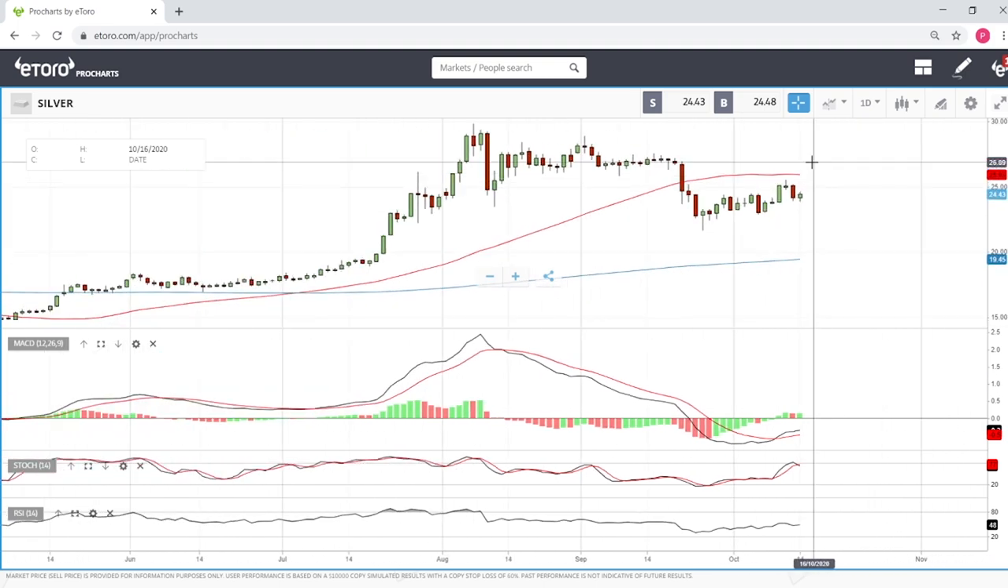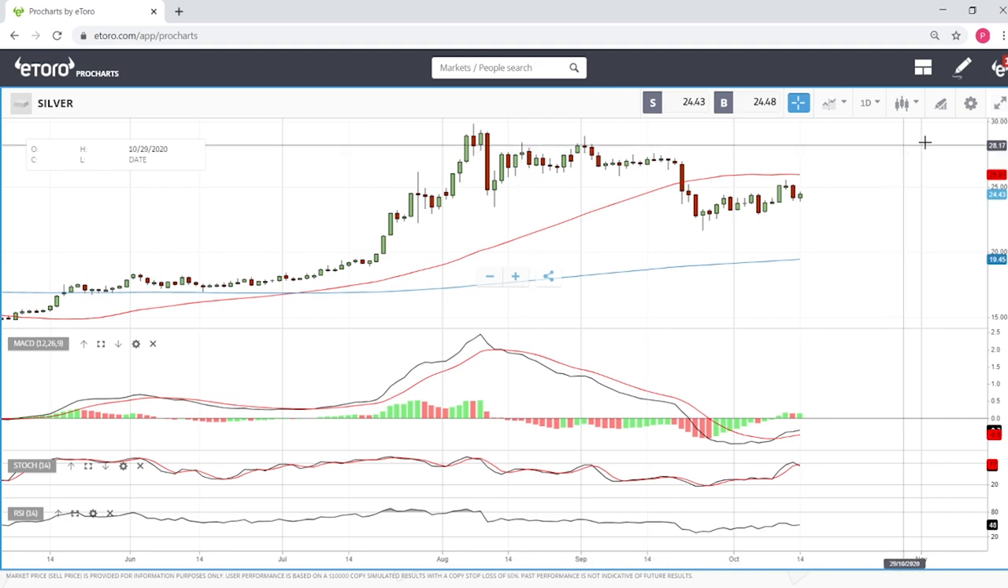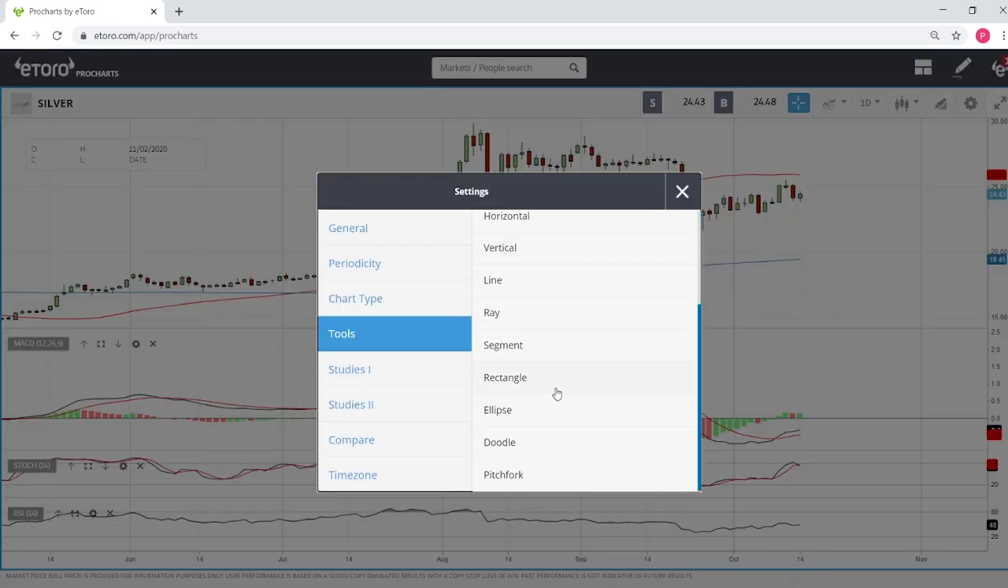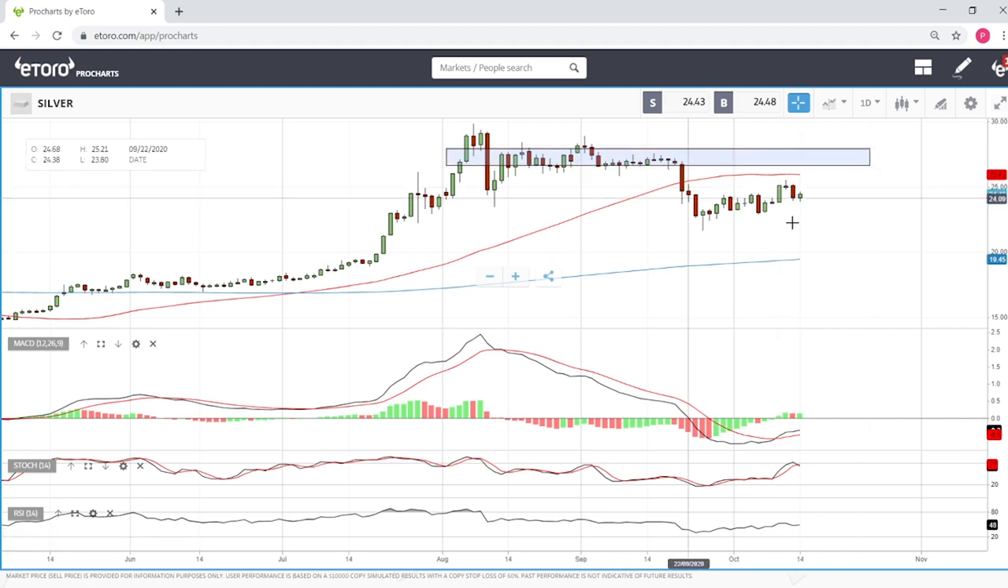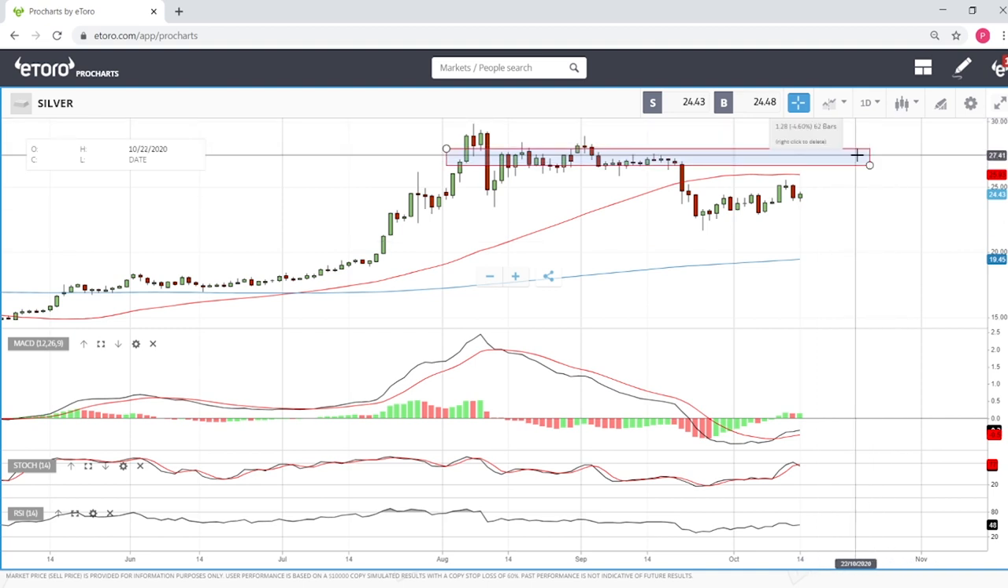If we were to break through the 50 moving average, then we'll go and retest this area, which was significant resistance in the past. This area here. But I do believe that we'll have a pullback before we go and test these levels.